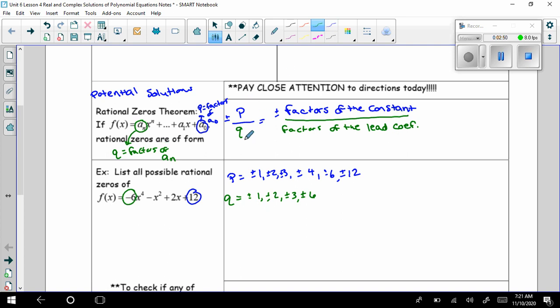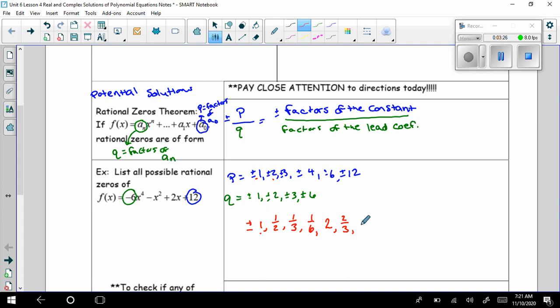Now we need to list every P over every Q. So we go through, and I'm just going to put the plus or minus out front here. We have 1 over 1, which is 1, then 1 over 2, then 1 over 3, and 1 over 6. All right, and then we go to the next P. We get 2 over 1, which is 2. 2 over 2 reduces to 1, so we don't need to list that one. And we get 2 over 3. 2 over 6 reduces to 1 over 3.